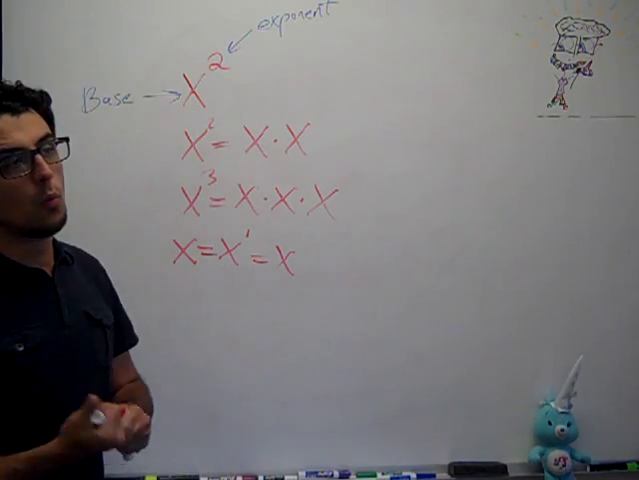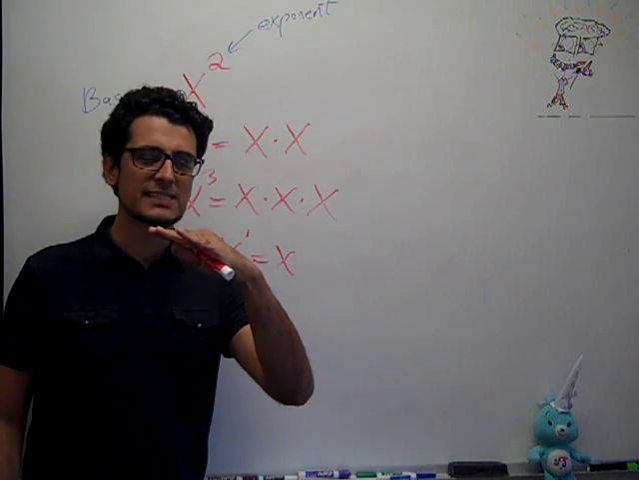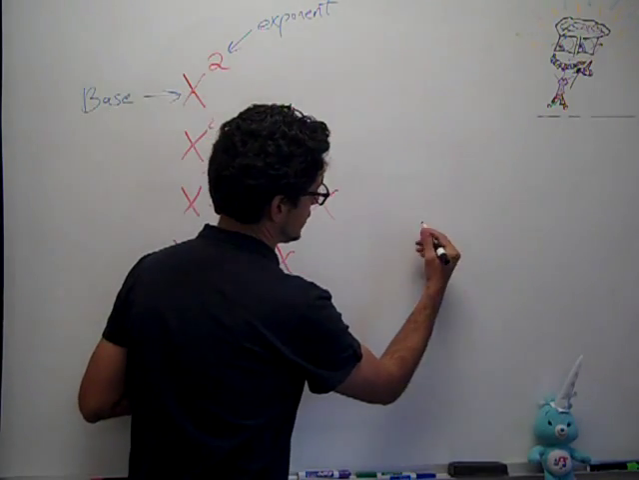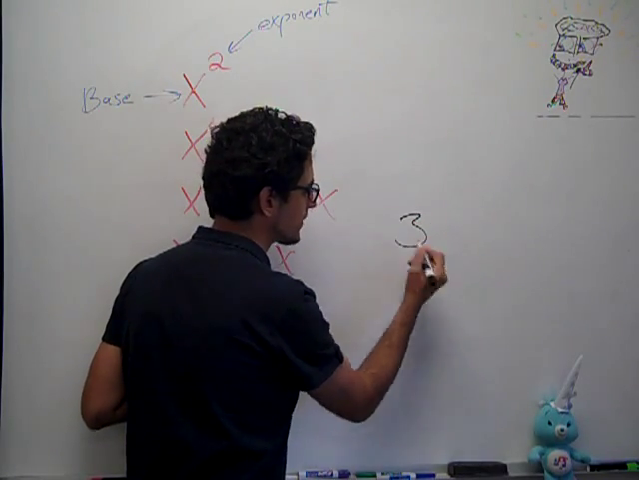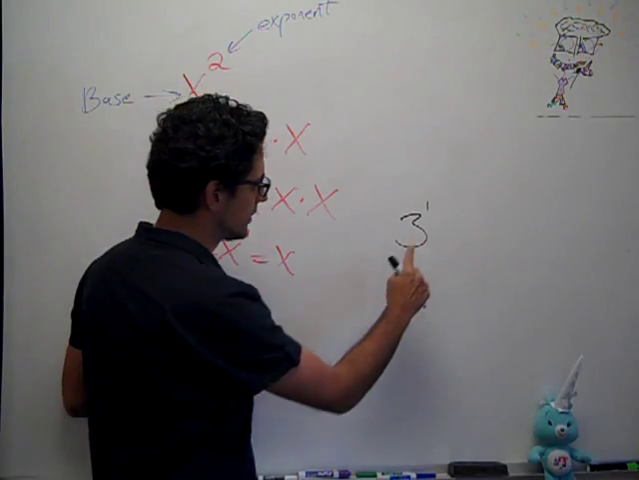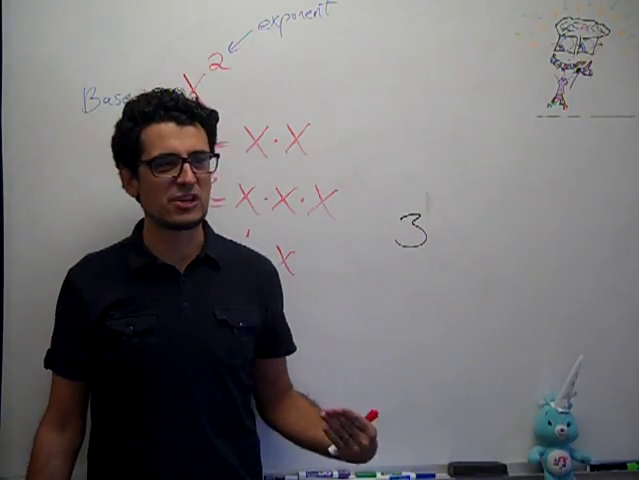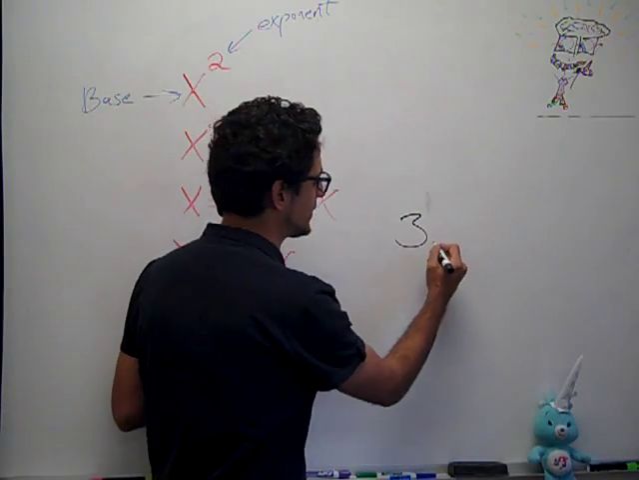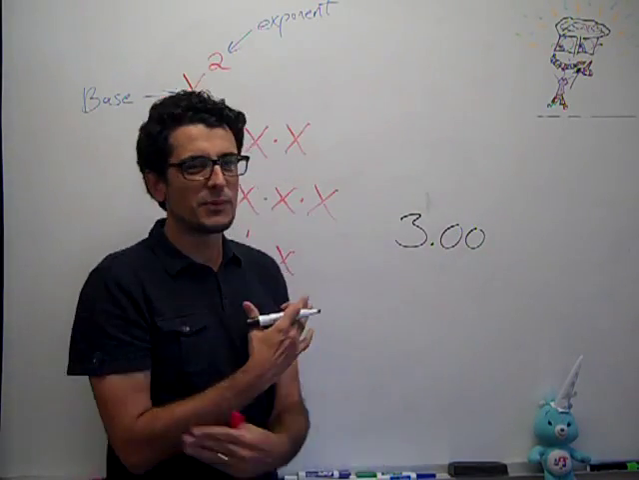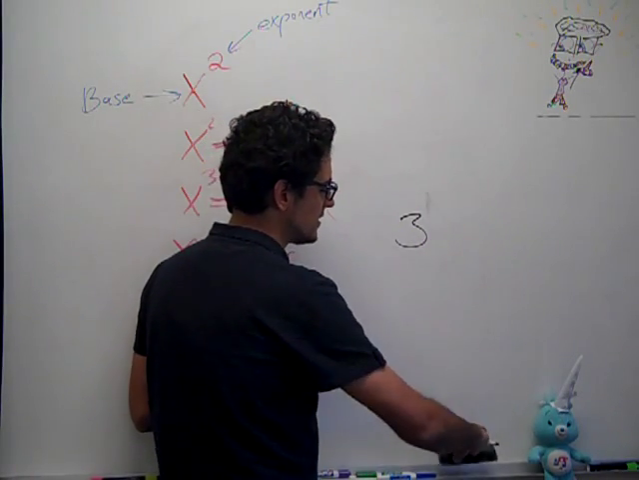It's really similar to what I said previously about 3. We don't bother saying 3 to the first power. We just state that it's 3. If you think about the fact that you have $3, you really have $3.00, but we never state that. We just say we have $3.